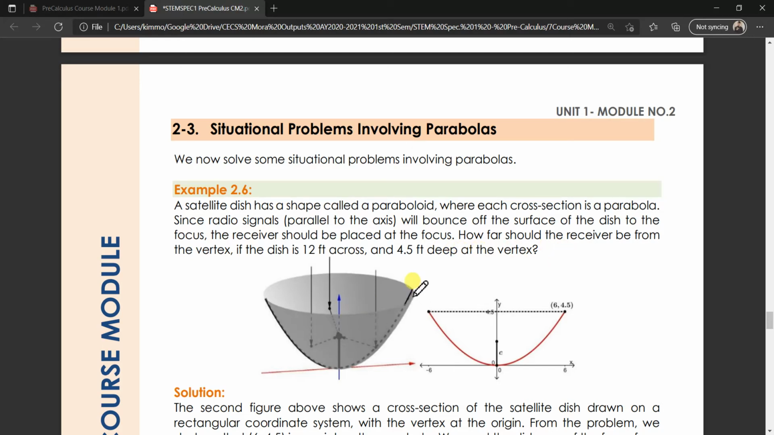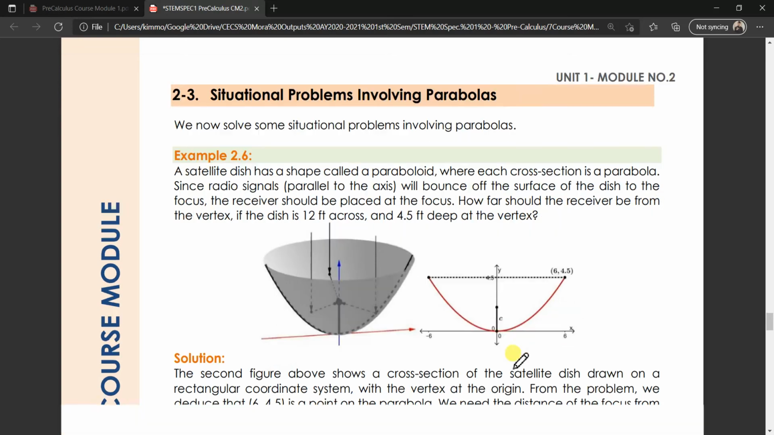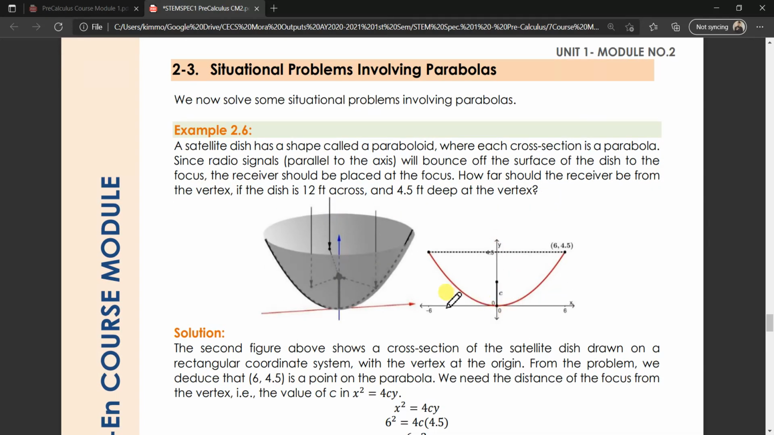So kung ato ning ikwaon ang cross-sectional part sa ato ang paraboloid, so mahimo siyang ingani. So natay parabola that is placed at the origin. So again, ang distance across sa tong one end sa tong point sa parabola going to the other end, that is equal to 12 feet. And the distance from diri sa taas going to our vertex, which is kaning nasa kinaubsan sa tong parabola, this is equal to 4.5 feet.